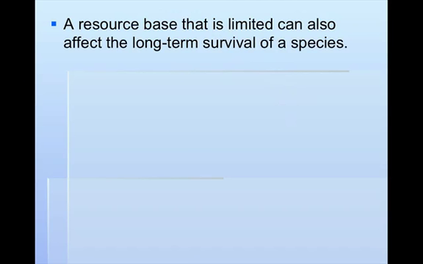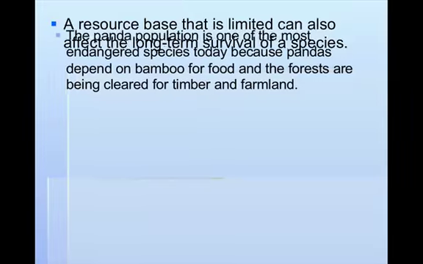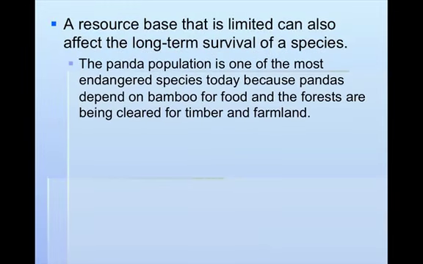A resource that is limited can also affect the long-term survival of species. So, for example, the panda population is one of the most endangered species today because pandas depend on bamboo for food and the forests are being cleared for timber and farmland. That would be an example of a limited resource affecting the survival of animals, specifically pandas and bamboo.